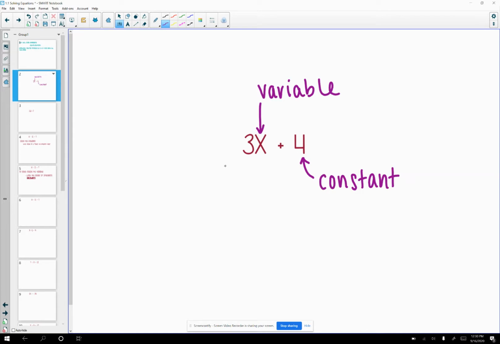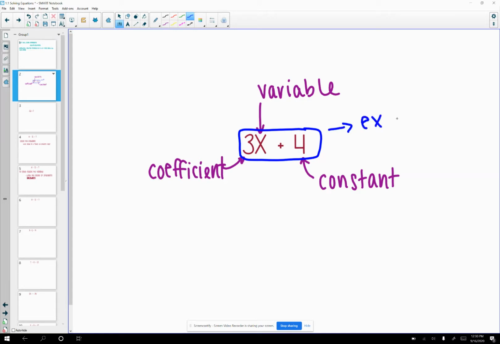And the number that is being multiplied by our variable, the number that sits out front here, that's a coefficient. So if you ever hear me ask you what's the coefficient, that's the number in front of your variable. And this whole thing, the 3x plus 4, everything all together, that's our expression. The difference between an expression and an equation is the equal sign. An expression does not have an answer attached to it, an equation does.